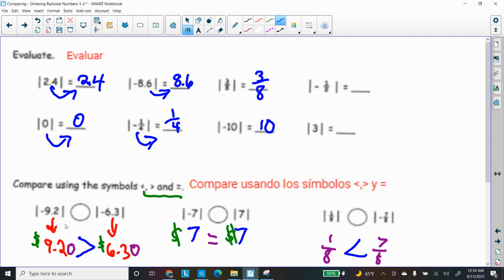So we're comparing absolute value numbers. So remember, you have to take the number out of the absolute value sign. It's always positive, and then compare.